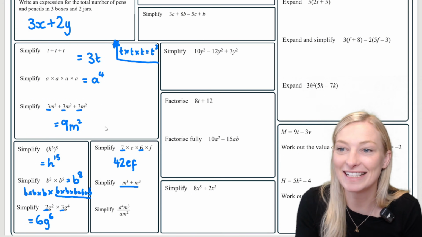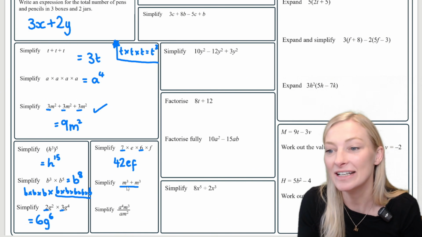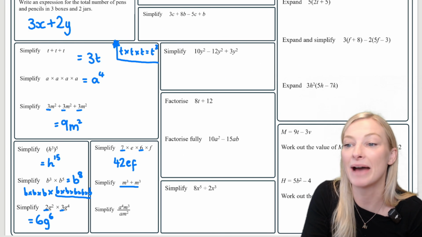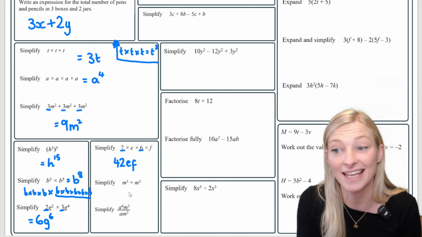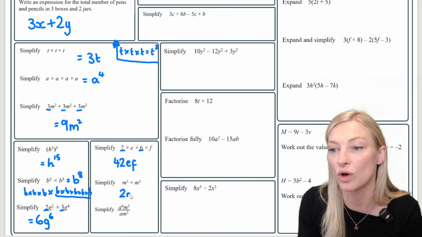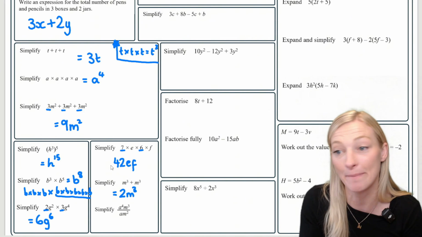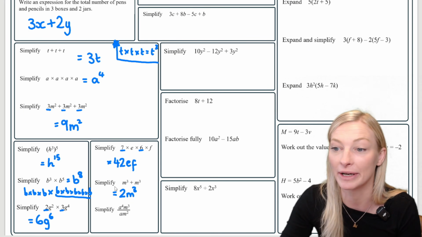Here, this is very similar to the one we did up here. I've got m cubed and I'm adding another m cubed. Now we're adding. Are they like terms? Yes, they are. So I've got 2 lots of m cubed all together. That power isn't changing because we're not multiplying.